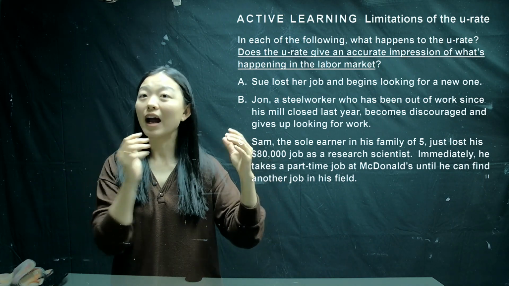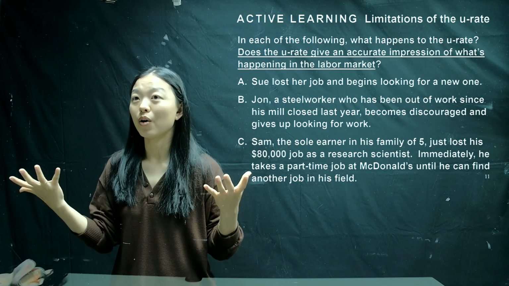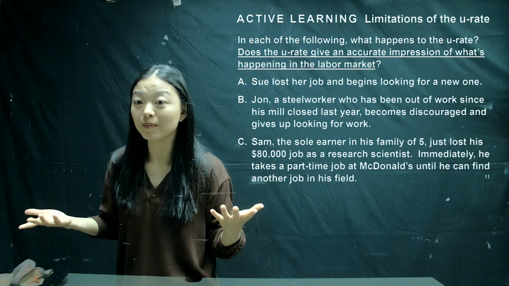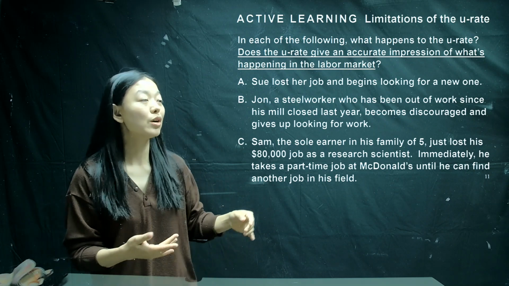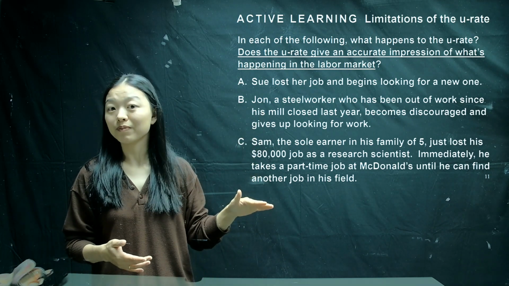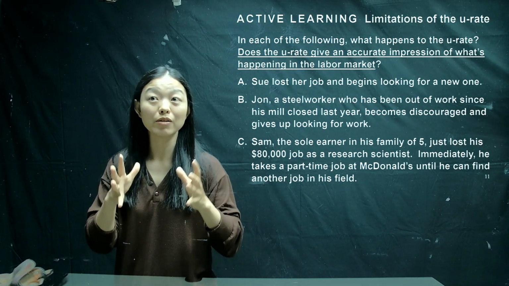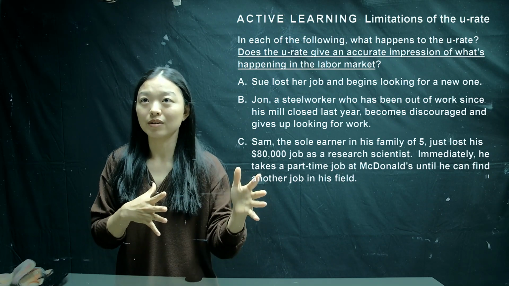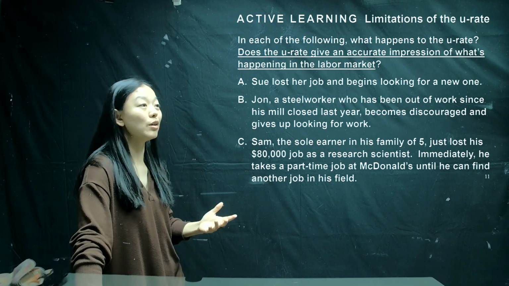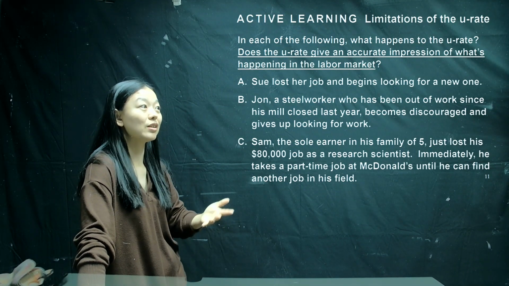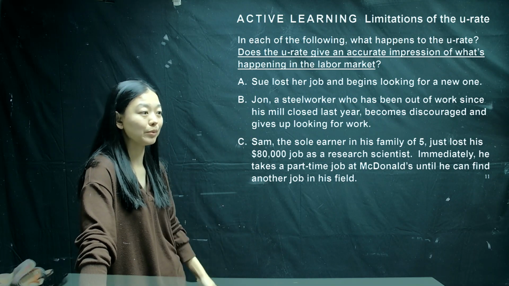So you can see the unemployment rate in Sam's case actually doesn't change, because the people counted as employed could be self-employed, full-time employees, or part-time employees, right? So in the third case, for Sam, actually nothing changes in the unemployment rate. However, we can definitely notice the living standard for Sam's family would decrease. Those are just three examples reflecting the limitations of the unemployment rate, especially the second and third examples.